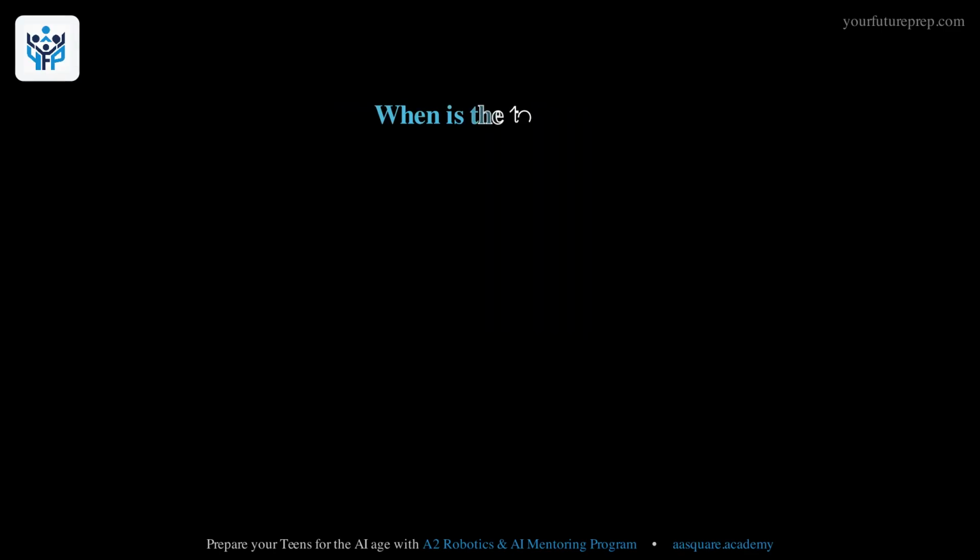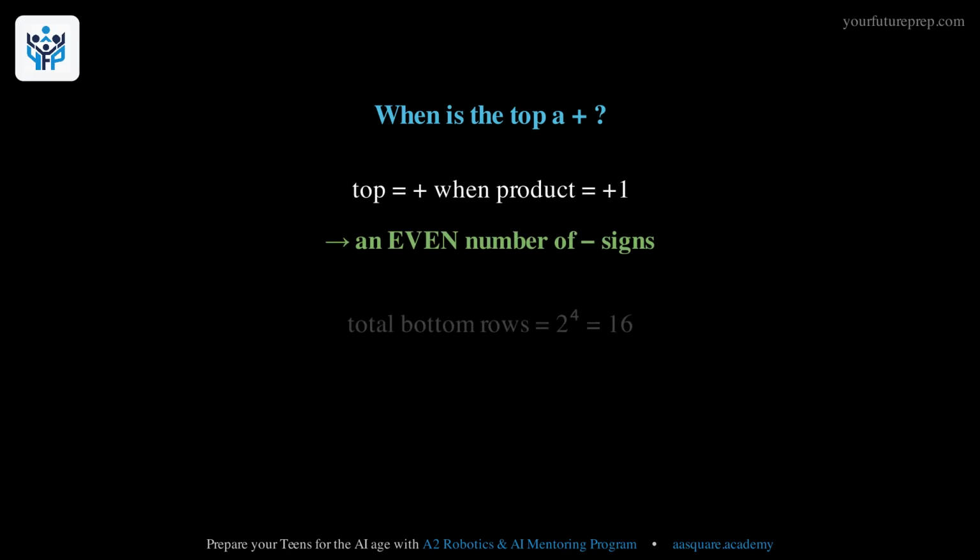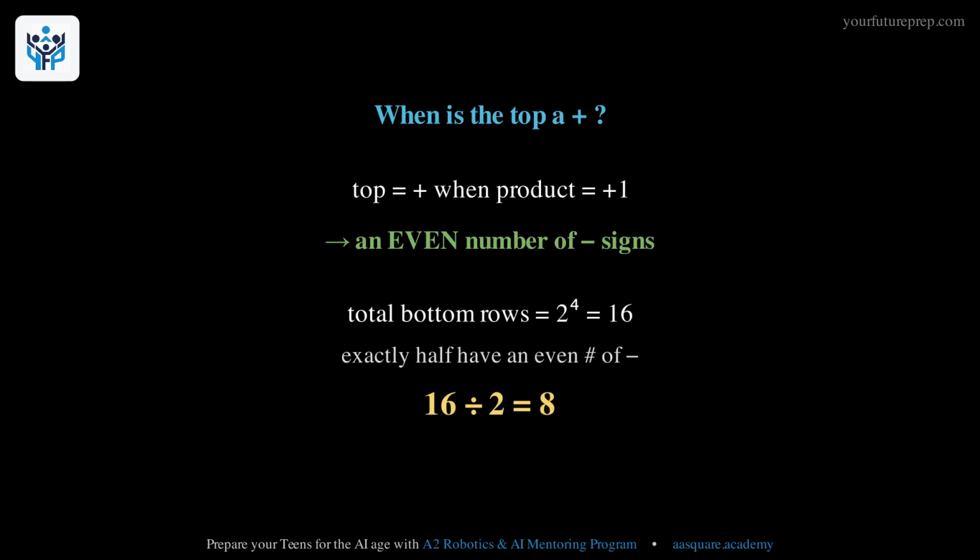The top is a plus when the product of all 4 is positive 1. That happens exactly when there is an even number of minus signs. Of the 16 possible bottom rows, exactly half have an even number of minuses.